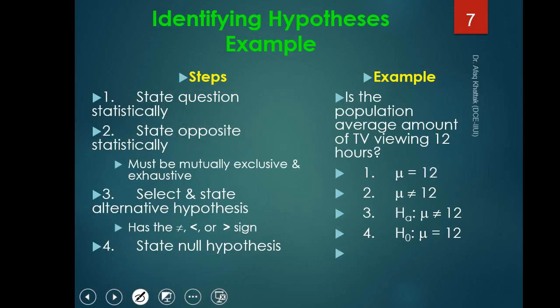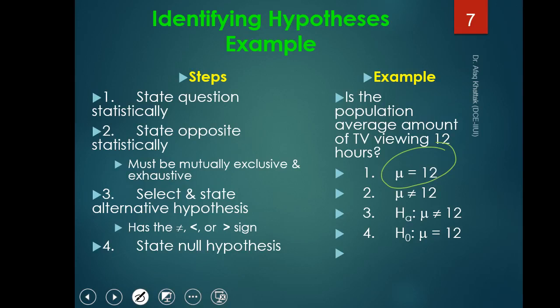Now how do we identify hypotheses? First we state our question statistically. Statistically means that we have to take either the average value of a population, the proportion, or the variance of a population. For example, is the population average amount of TV viewing 12 hours? So whether in the whole population the mean time of watching TV is 12 hours for people of a certain area. If someone carried out research and computed that mu is equal to 12, then for a whole population, on average they watch TV for 12 hours.